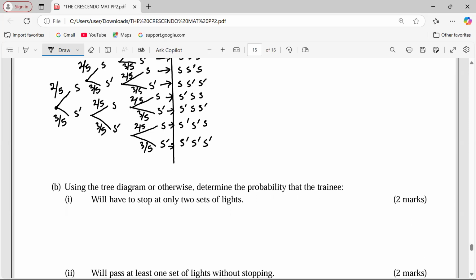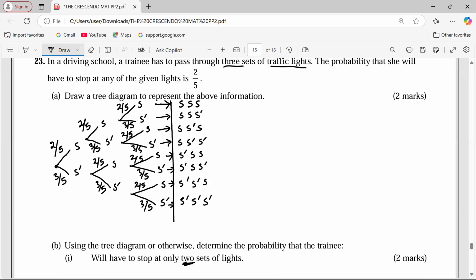Using the tree diagram or otherwise, determine the probability that the trainee will have to stop at only 2 sets of lights. Stopping at only 2. Let me change my color here. Stopping at only 2 means this is one of them. This is another one. This is another one. Yeah, those are the cases.